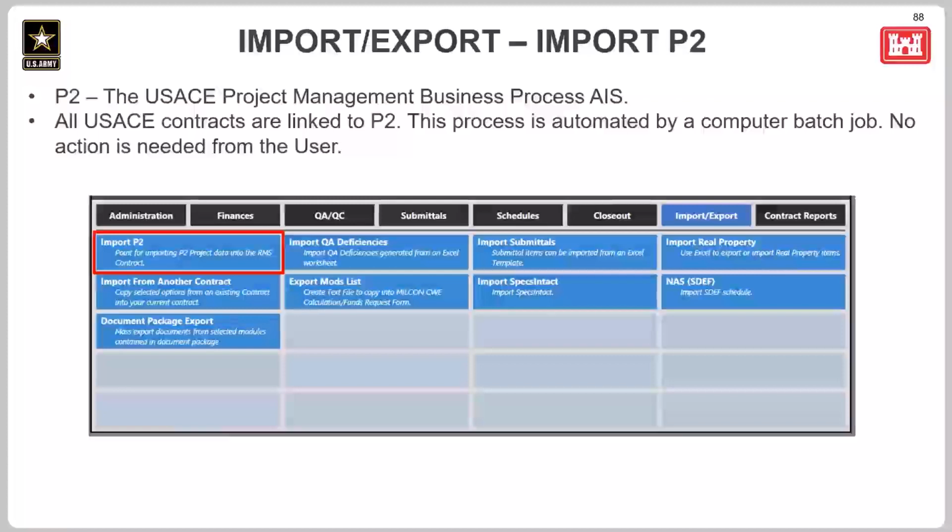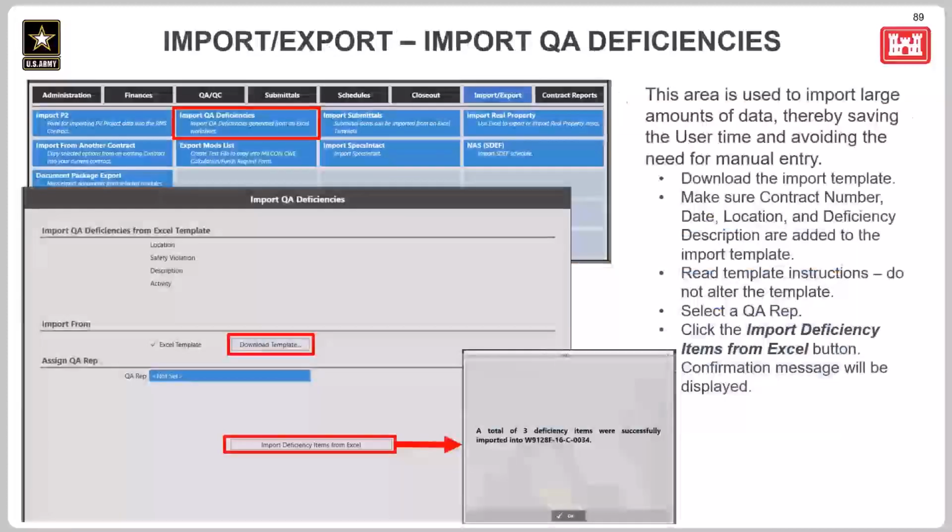First up is the import P2 option. This process is automated by a computer batch job in RMS, and no action is required by the user for this. All USACE contracts are linked to P2.